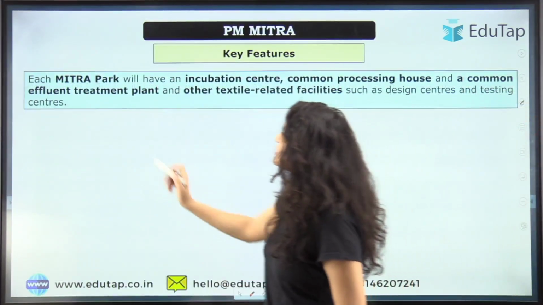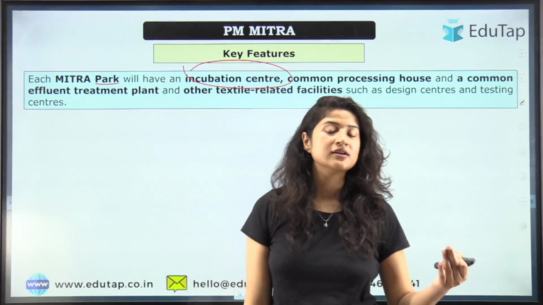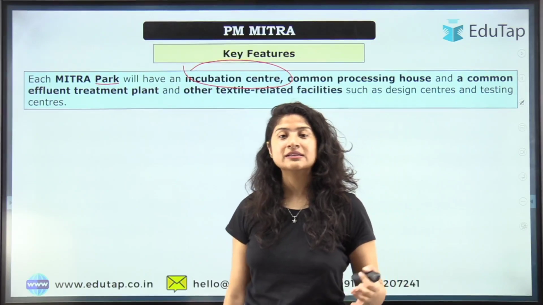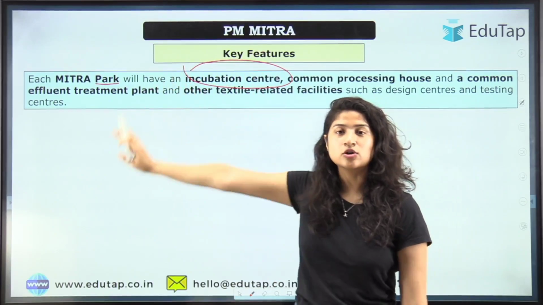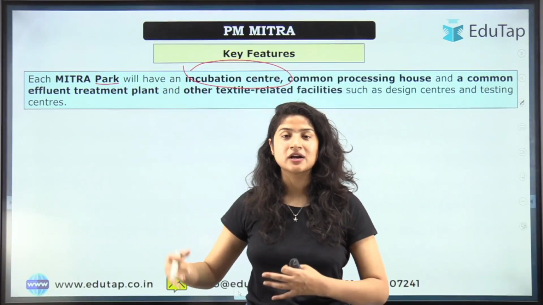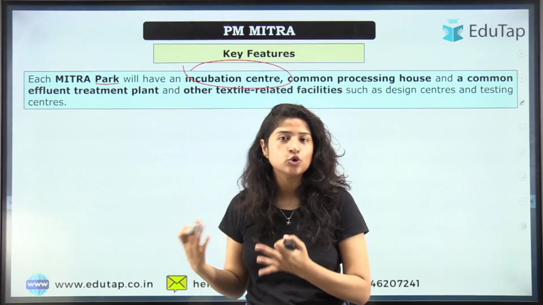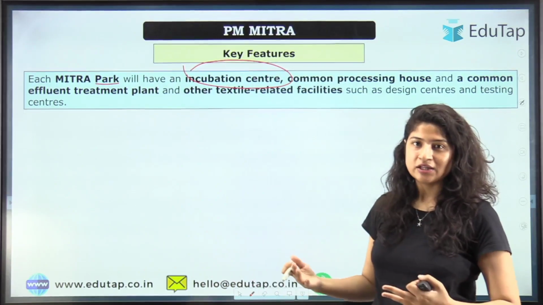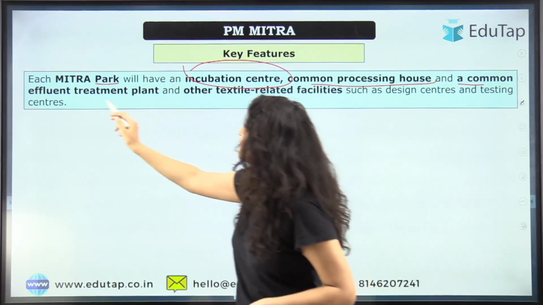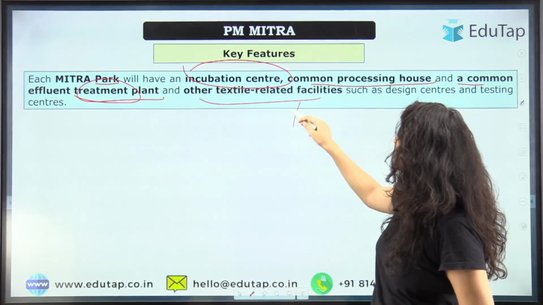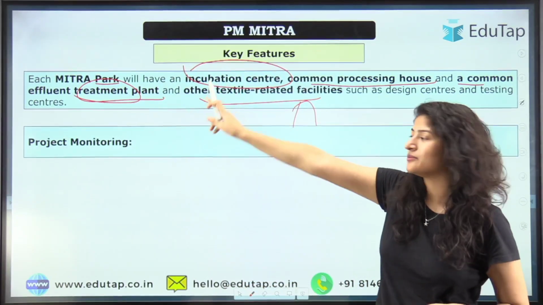Next key feature is each MITRA park will have an incubation center. As we talked about, various entities and various sectors will be involved. So in that particular 1000-acre area, we are talking about incubation centers also, where the design will be formed, where new companies, startups can form to design new products or to start something new, something innovative in the textile industry. A common processing house will be there, a common effluent treatment plant will be there, and other textile related facilities. Whatever textile facilities there are, everything should be present in each MITRA park.